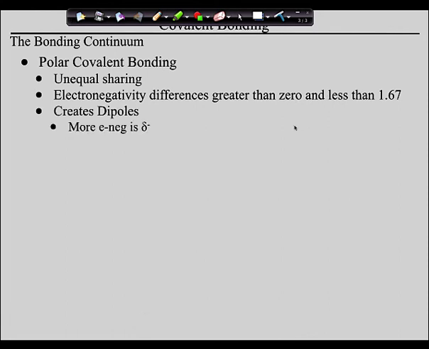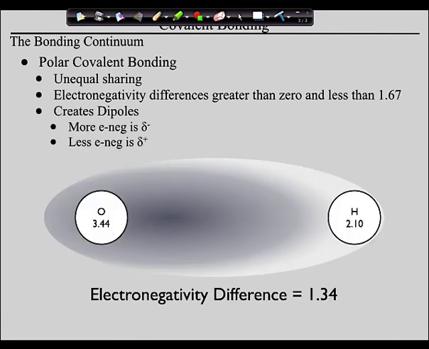Okay. So then, what about all of the covalent bonds that are not the diatomics? Well, in that case, we end up with something that looks like this. So the bonds that exist in water between hydrogen and oxygen. The oxygen is more electronegative than the hydrogen, but it's not strong enough to steal.